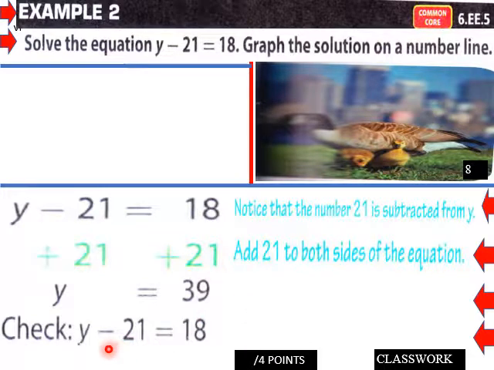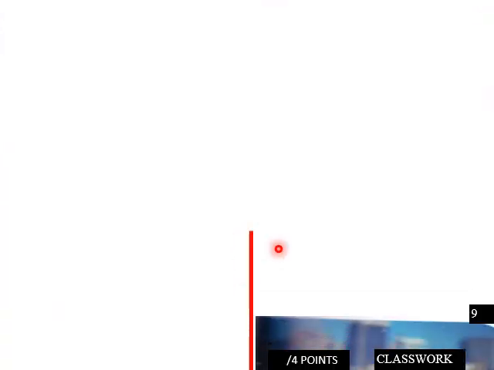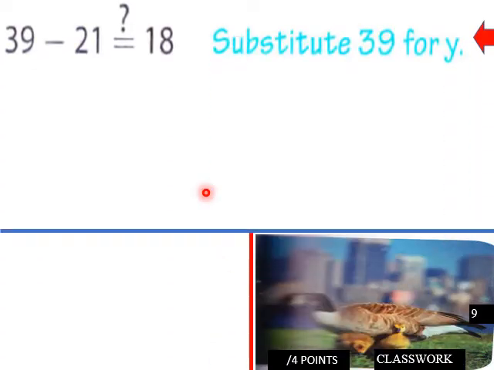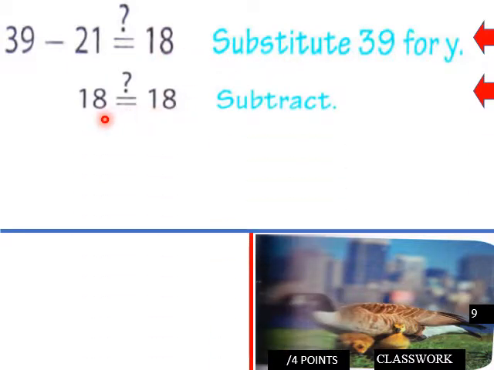So we're going to use our check. Y minus 21 equals 18. What value for y will make this equation valid? To do that, we're going to check 39. Does 39 minus 21 equal 18? So substitute 39 for y. We're going to check our solution. Does 18 equal 18, students?